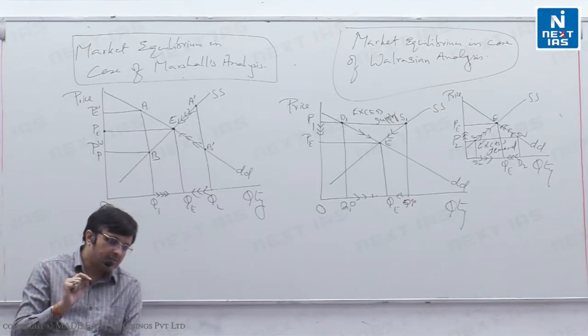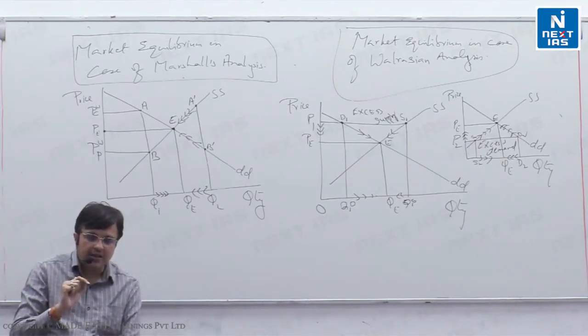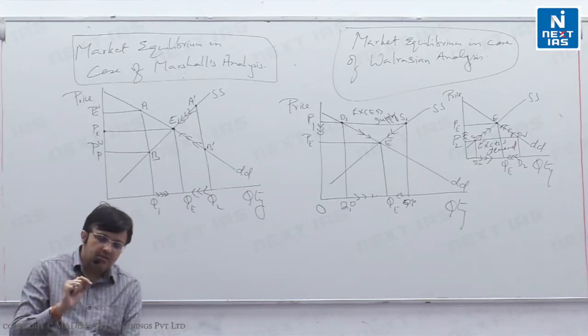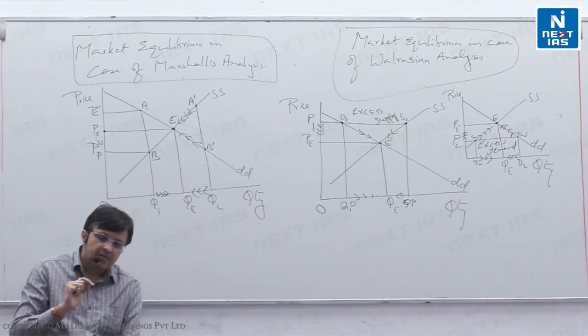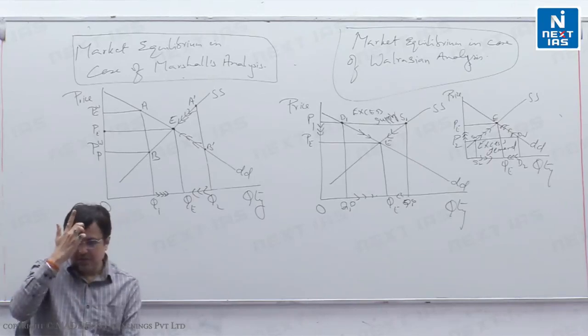Your first question here is, show that both Marshall and Walrus had unstable equilibrium if demand curve becomes upward sloping and supply curve becomes downward sloping.